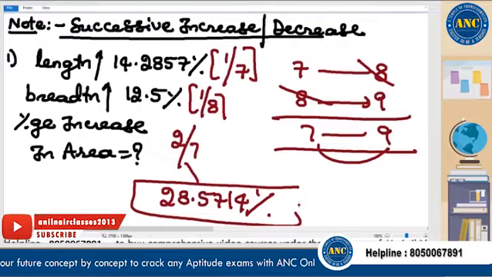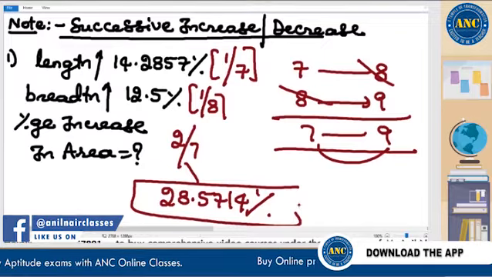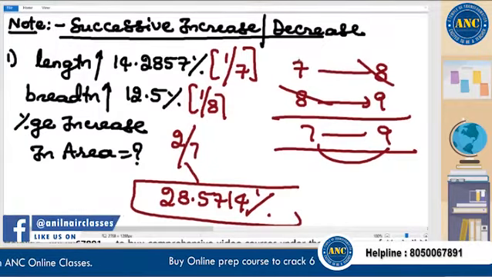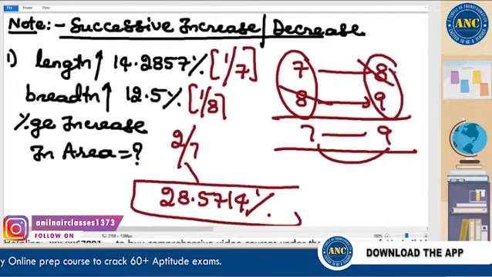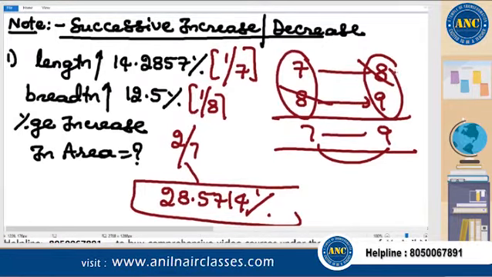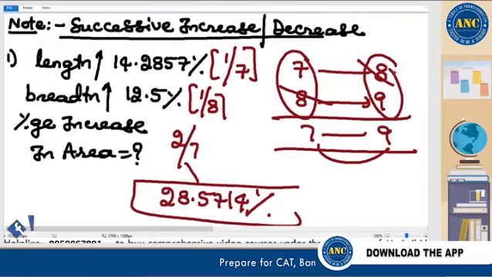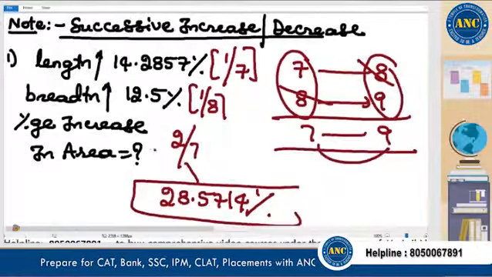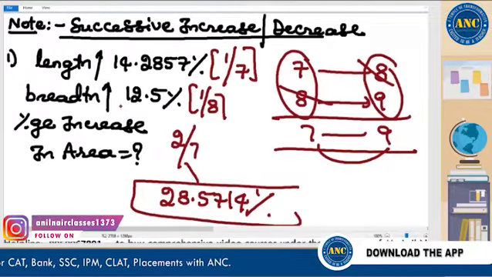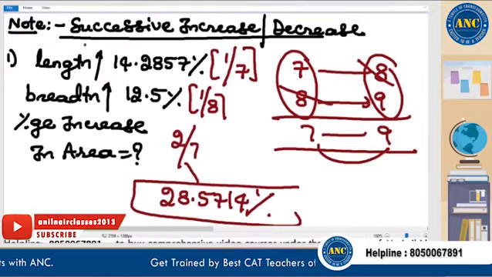Length is increased by 14.2857, 7, 1 increase, 8. Breadth is 8, 1 increase, 9. Area is originally length into breadth, finally it is also length into breadth. 8 cancels, 7 becomes 9. Extra is 2 on 7, 2 by 7, answer is 28.5714. Beautifully you can solve a lot of questions. Just 2 to 3 questions I will discuss in detail. I will discuss it in an SICI class. Gopi, I hope it is clear.